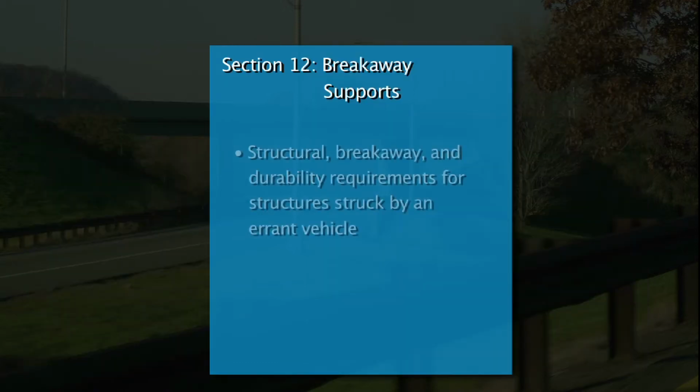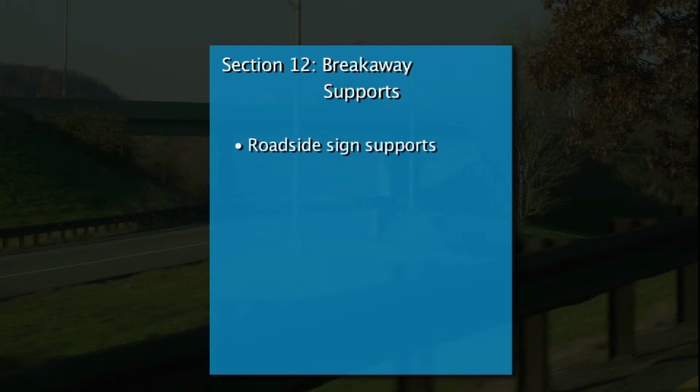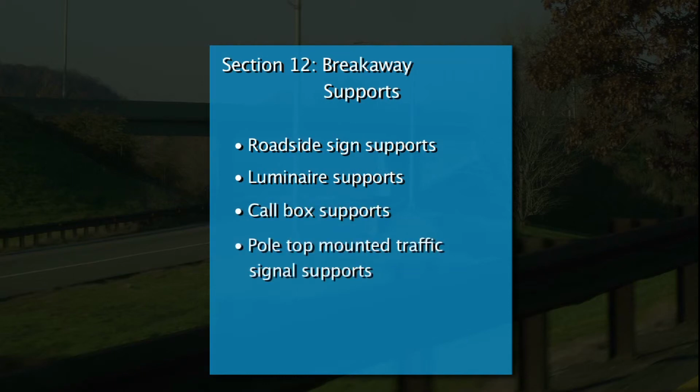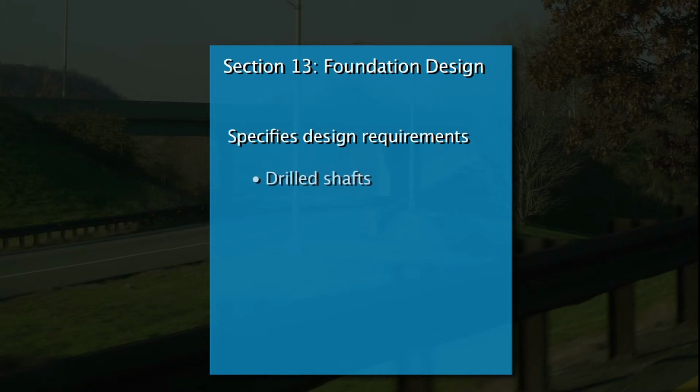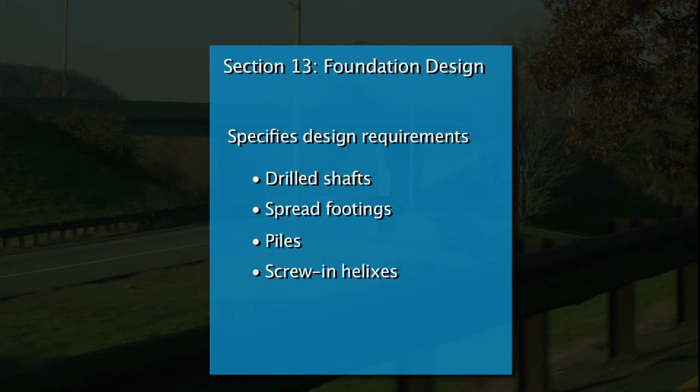Section 12, titled Breakaway Supports, addresses the structural, breakaway, and durability requirements for structures required to yield, fracture, or separate when struck by an errant vehicle. These include roadside signs, luminaires, call boxes, and pole-top mounted traffic signal supports. The final section, Section 13, titled Foundation Design, specifies design requirements for drilled shafts, spread footings, piles, and screw-in helixes for foundations of structural supports.